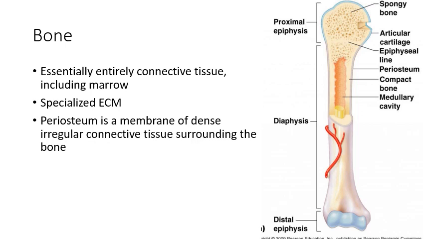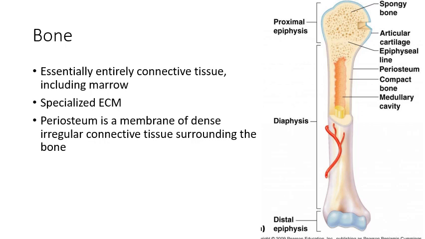It has a mineralized extracellular matrix, so the extracellular matrix has calcium and phosphate in it, making it very, very hard and resistant to bending forces. The bone is coated in the periosteum, which is also a membrane made out of dense irregular connective tissue that coats the bone. Ost means bone, so periosteum is the thing that is around the bone.